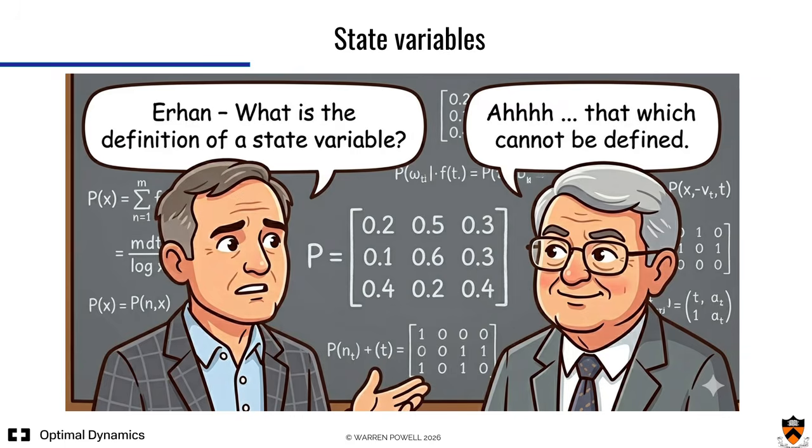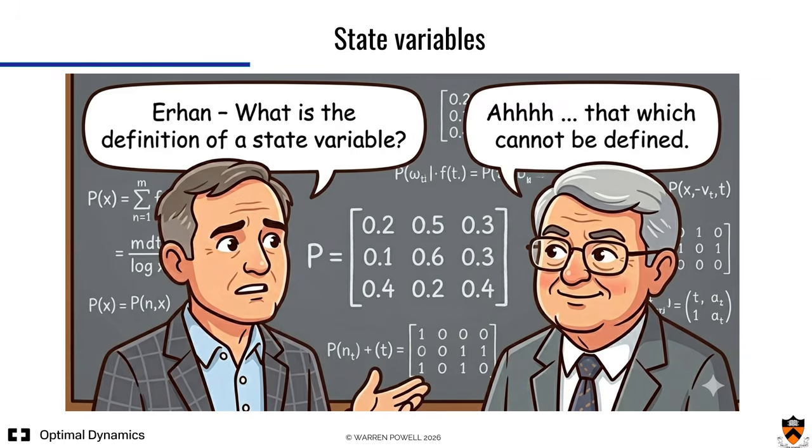I love this conversation. This is a depiction of me speaking to my former colleague Erhan Schindler. Earlier in his career, Erhan was the leading probabilist in stochastic processes. In the 1970s, he wrote the most widely used and referenced graduate-level book on probability and stochastic processes. And when I started to realize this issue with state variables, I went to him and said, Erhan, what's the definition of a state variable? And he literally looked up at me and said, that which cannot be defined. That's an exact quote. And so here we are.